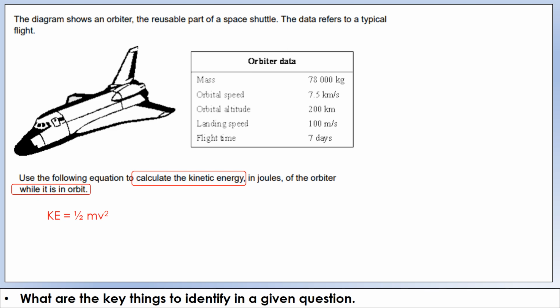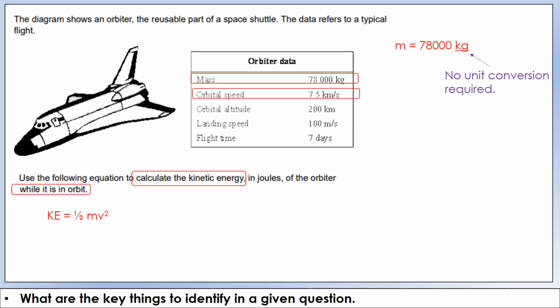So let's go to the data. Here's our mass. So I'm going to go, okay, mass is 78,000. No unit conversion required. It's already in kilograms. Orbit speed, 7.5 kilometers per second. Now, following my automated process, I would have already converted that because that's the first thing I do when I look at a question. So we do need a unit conversion, and I would have already gone, it's kilo, so I'm going to multiply by 1,000. That's 7,500. Now I'm in a position to actually do this calculation, do the rearranging if I need to, plug the numbers in, calculate our answer.